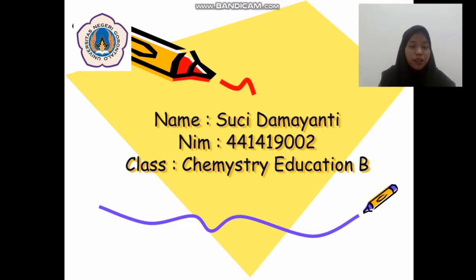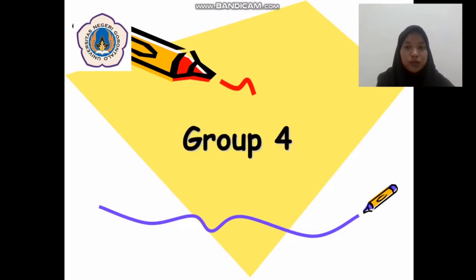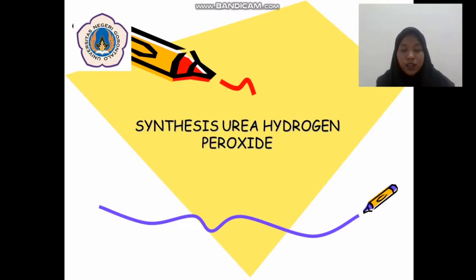My name is Chidamayanti. My student ID number is 4414190002. I'm from Chemistry Education Class B, the Department of Chemistry, Chemical Education Study Program, Gorontalo State University. I'm from Group 4. Here I will present Module 5 on the synthesis of urea hydrogen peroxide.